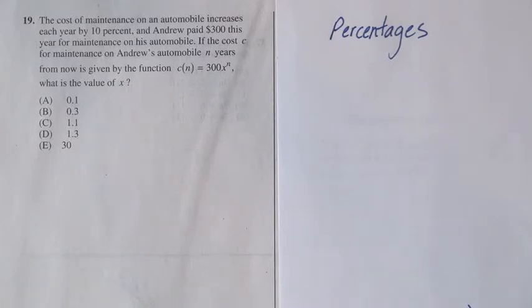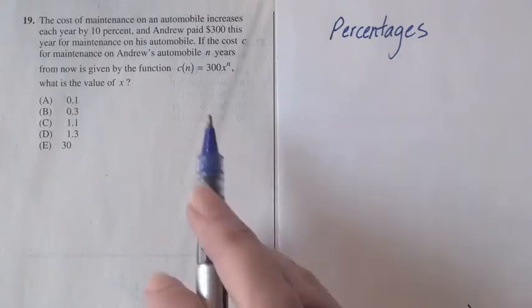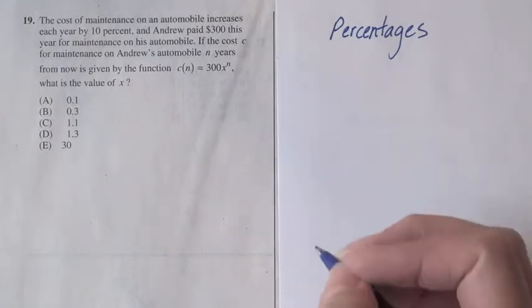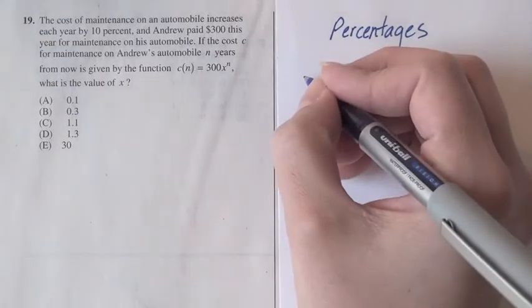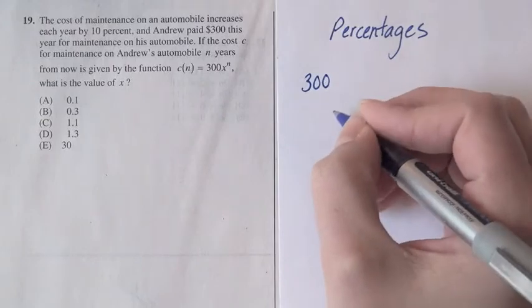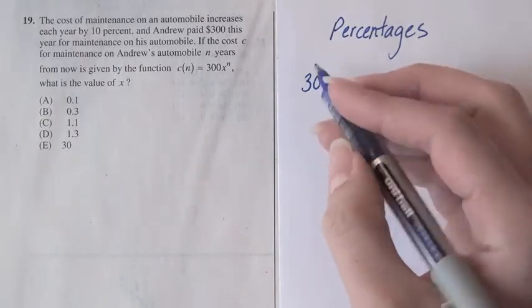So this is a percentages problem, but it's also a translation problem because we have to take this word problem and turn it into a mathematical function. Though we are helped along the way, we know it's going to look something like this. So let's get started. Andrew paid $300 this year for maintenance. So let's find out what he pays next year.